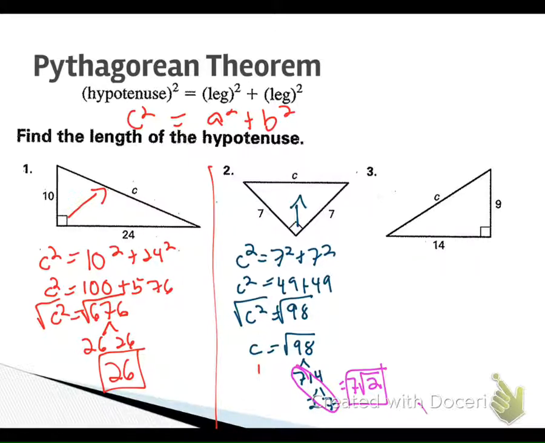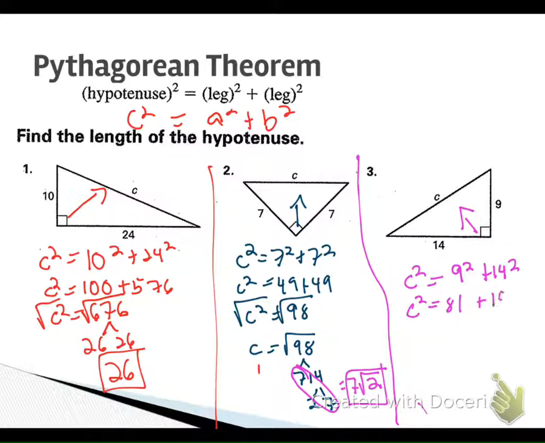Okay, after that, we have the third one. Hypotenuse, again, is the side opposite of your right angle, the longer side. So that's c squared. What are our two legs? 14 and 9. Yep, 14 and 9. So 9 squared plus 14 squared. What's 9 squared? 81. What's 14 squared? 196. We're going to add those two together.